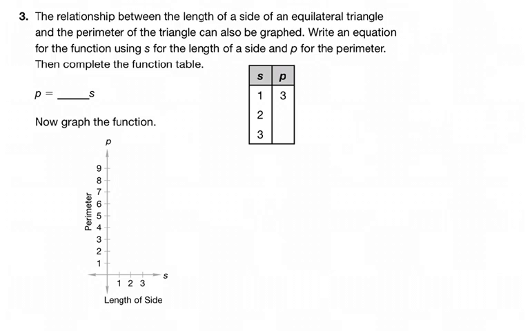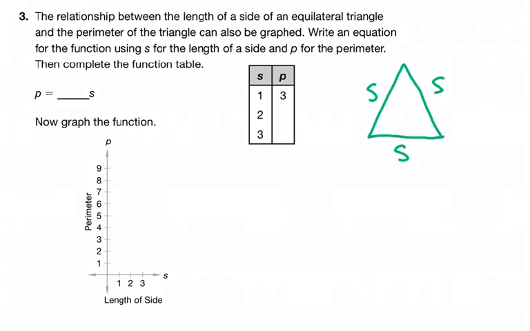Our next problem. The relationship between the length of a side of an equilateral triangle and the perimeter of the triangle can also be graphed. So I'm going to draw an equilateral triangle, and you will notice it has how many sides? Good, it has 3 sides. So write an equation of the function using s for the length of a side and p for the perimeter. Then complete the function table. So take a minute, pause the video, and go ahead and finish that on your own.